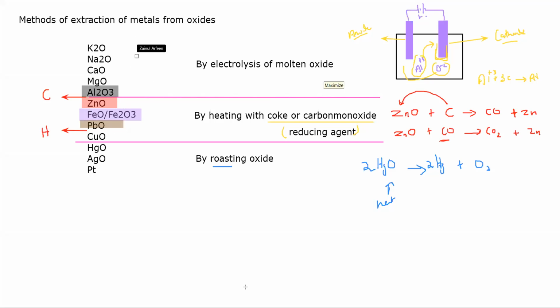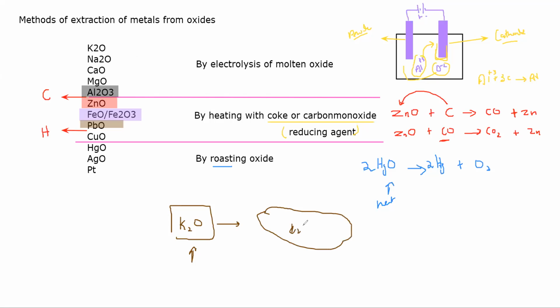The above metal oxides are stable to heat, so you cannot simply roast them. For example, potassium oxide is a solid. When you supply heat energy, you can melt it into molten potassium oxide, but the compound still remains potassium oxide. So roasting cannot be done for more reactive metals. Only for the least reactive metals at the bottom can roasting be done.